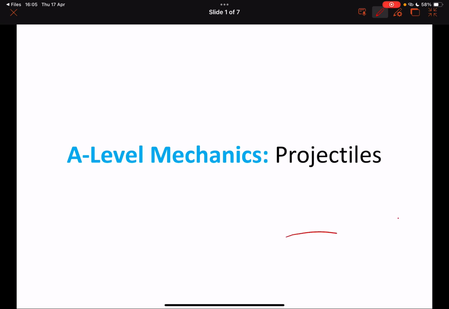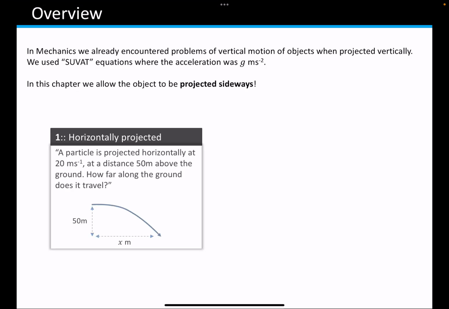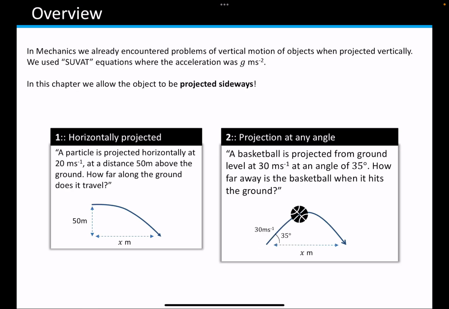So projectile is made of two different topics. Let's have a look. Projectile is when you throw something, and it has a projection of the way it travels. You have horizontal projectile, projected when you throw something horizontally, and then it has the normal path and it hits the ground. The second scenario is when you throw an object at an angle. In this case, someone is throwing a basketball at 30 meters per second at an angle of 35 degrees, and that would be the path of it.